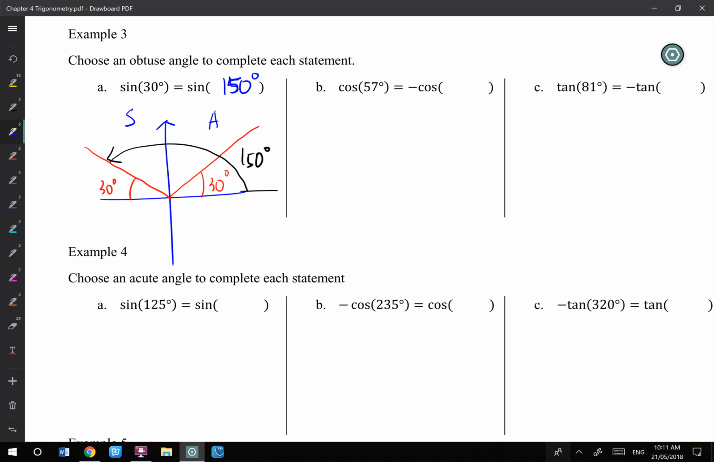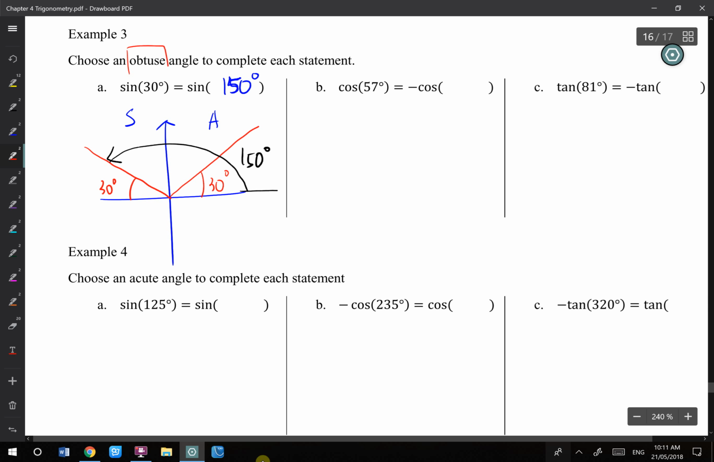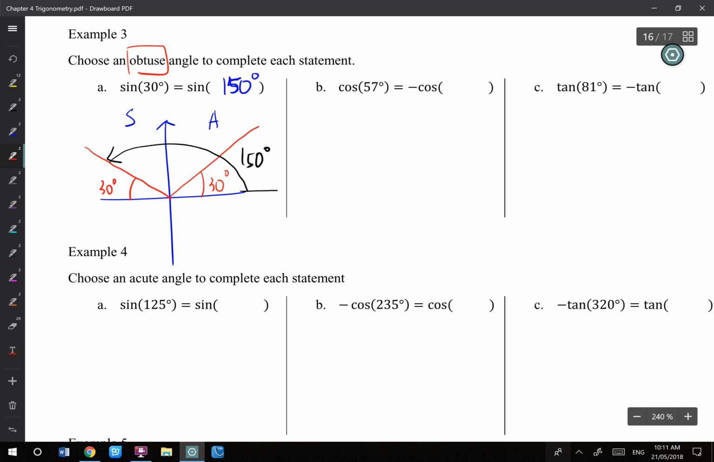Also, be careful with the question. It asks you for obtuse angles. Well, more than one angle will give you the same result, but I want the obtuse angles, so it can only be between 90 and 180. Okay, only between 90 and 180.